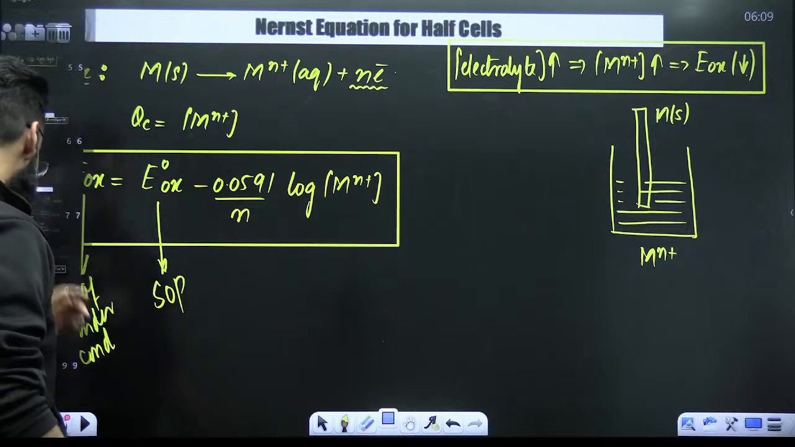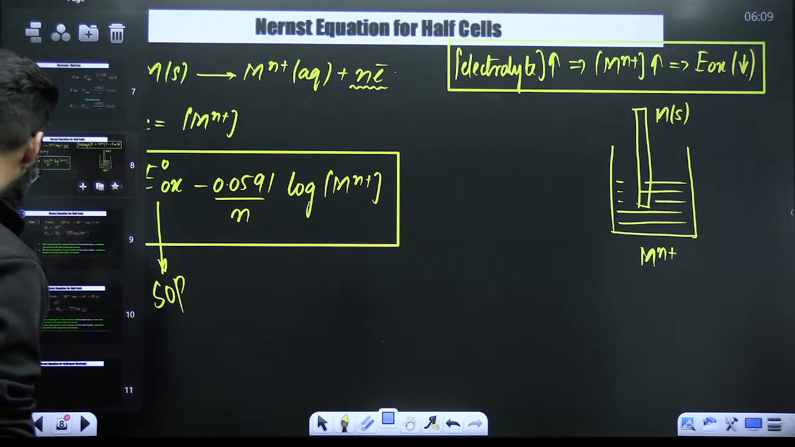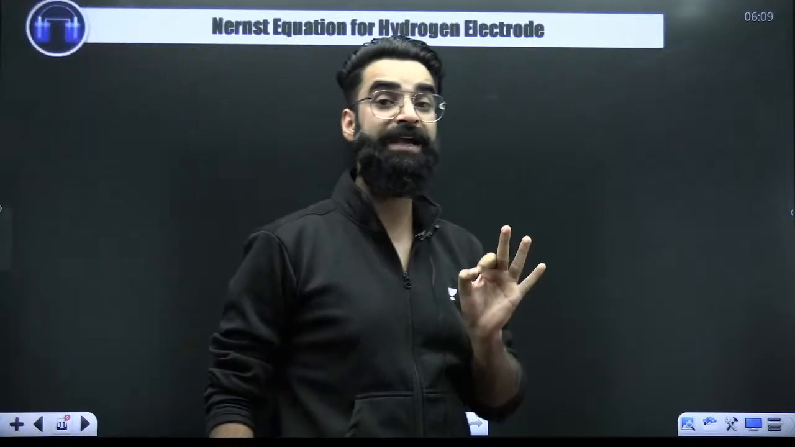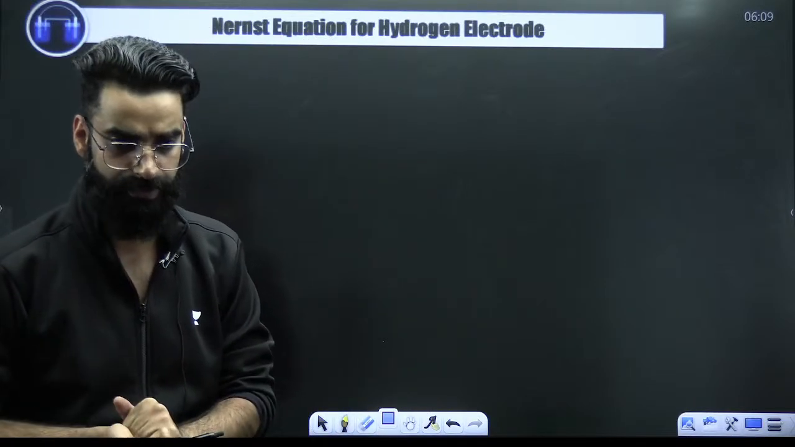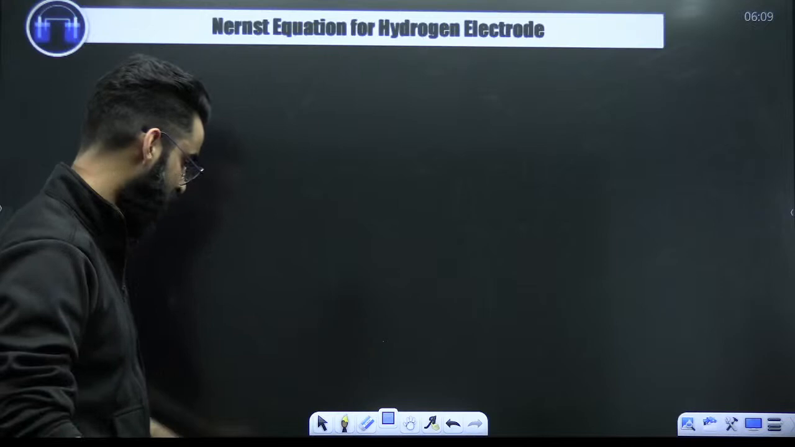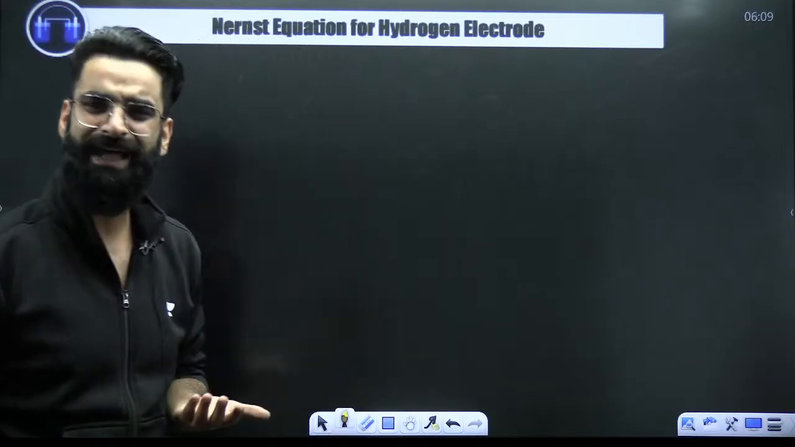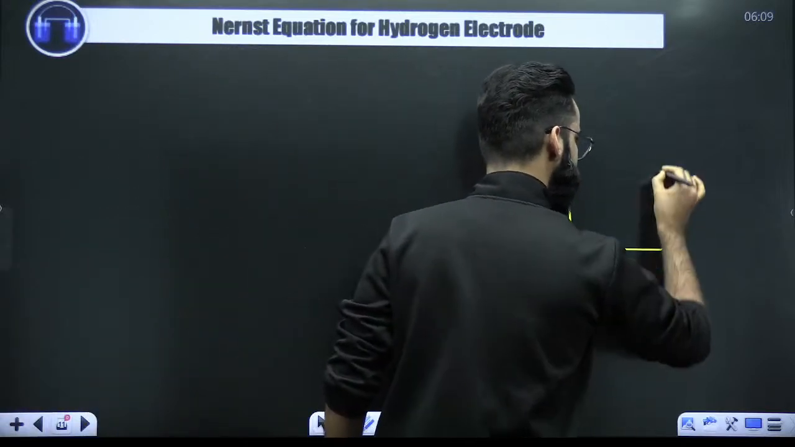Before solving the equations, there are a few more things which I want to share with you. What are those things? Nernst equation for hydrogen electrode. How do you exactly write the Nernst equation for hydrogen electrode? Try to understand. I hope you remember how we make the hydrogen electrode. This is the container.